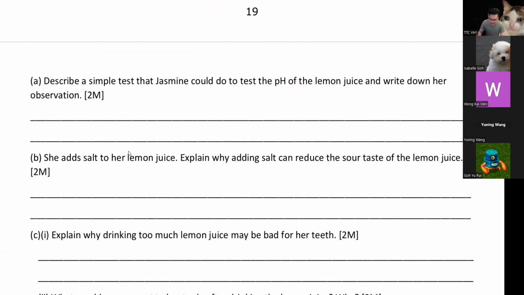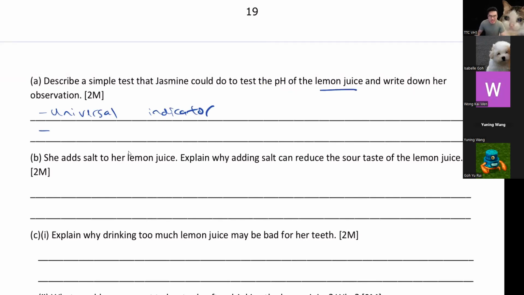Anyway, how do you test the pH? For pH, you need to use something called a universal indicator. Please don't say litmus paper. Litmus paper is useless. Like I said, litmus paper only shows you whether something is acidic or alkaline. It doesn't show you the pH. So what about the observation?